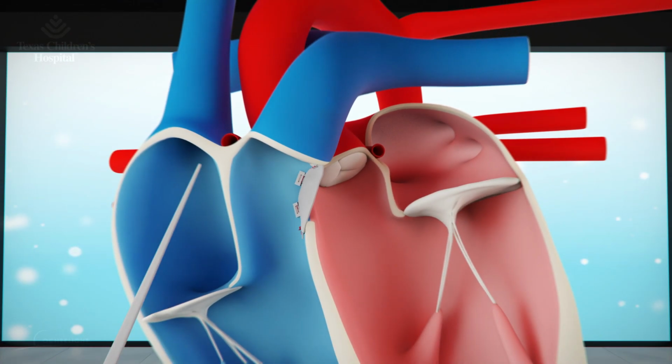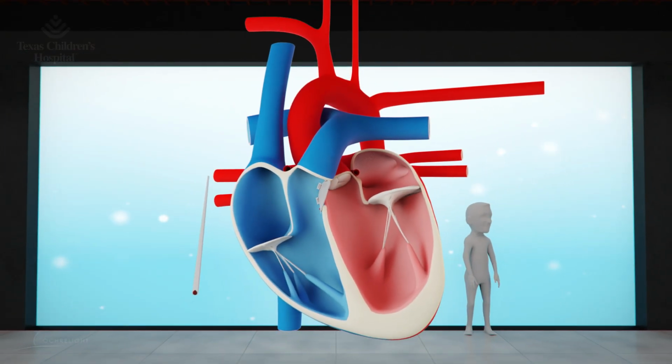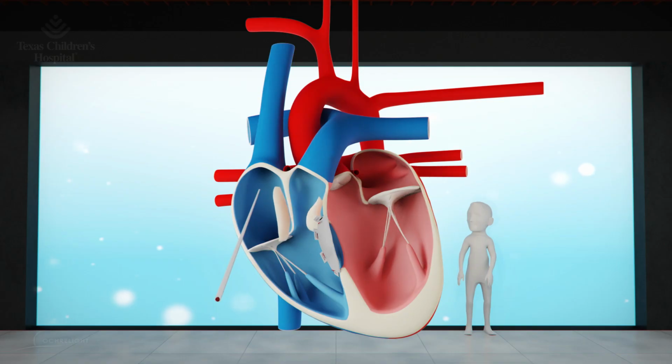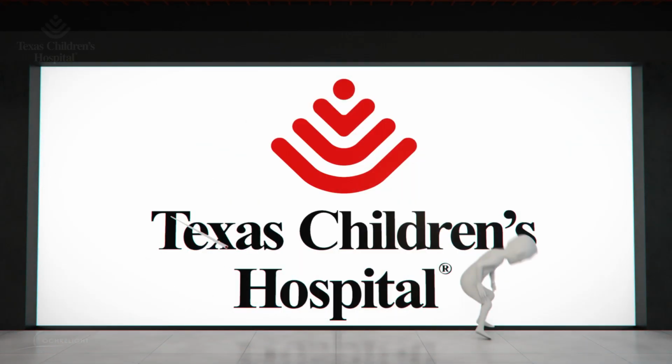Another group of children in whom we sometimes elect to close a ventricular septal defect are children who develop obstruction within the cavity of the right ventricle. This is called double-chambered right ventricle. And so in this condition, your surgeon may elect to close the ventricular septal defect and relieve the obstruction within the right ventricle.